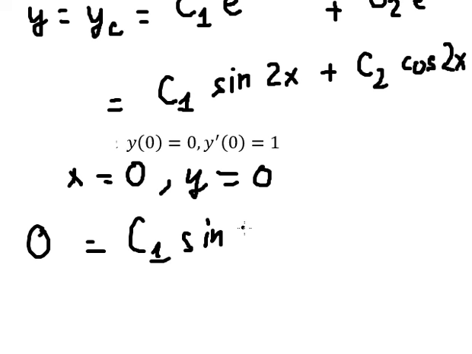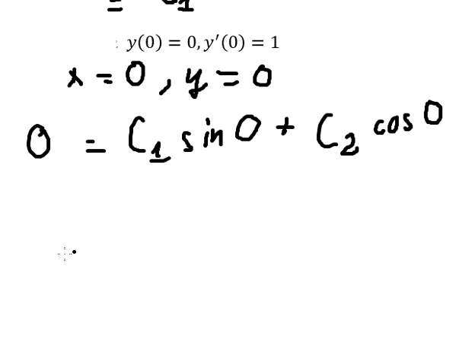c1 with 0, we have sine of 0, and c2 cosine of 0. Sine of 0 gives us 0. Cosine of 0 gives us 1. And now we have 0 equals c2.